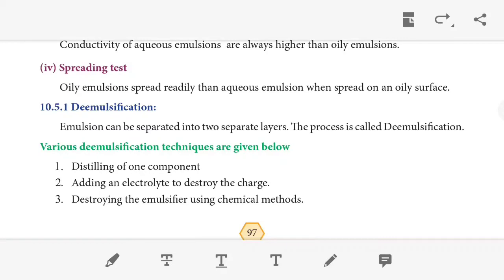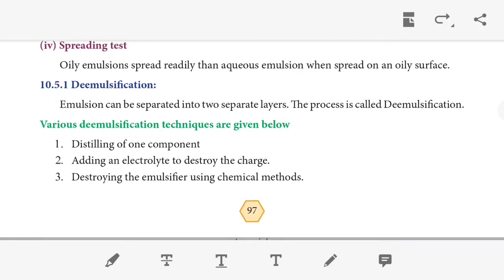Okay, so let us see one example. An oil in water emulsion containing potassium soap as the emulsifying agent can be converted into water in oil by adding CaCl2 or AlCl3. This mechanism of inversion is a recent development of research.